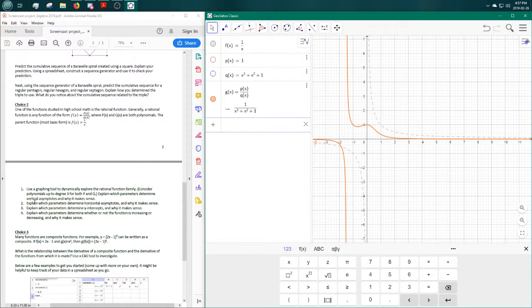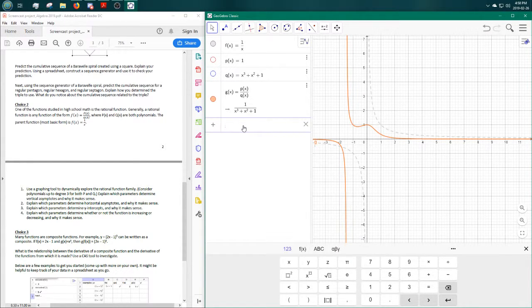It says to consider polynomial degrees up to 3 for both p and q, and explain which parameters determine vertical asymptotes and why it makes sense. Okay, we're taking a look at vertical. We see a vertical line here. This line is at about 1, but it's not exactly 1. It's extremely close. I'm going to create another one.